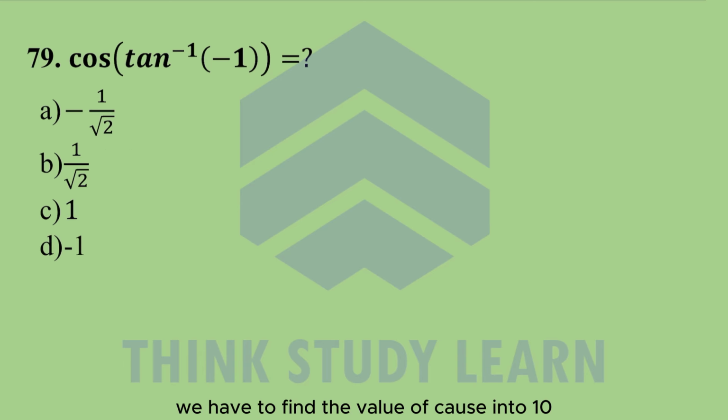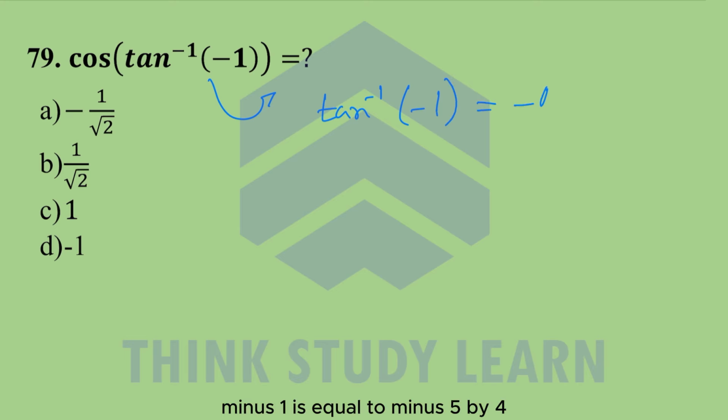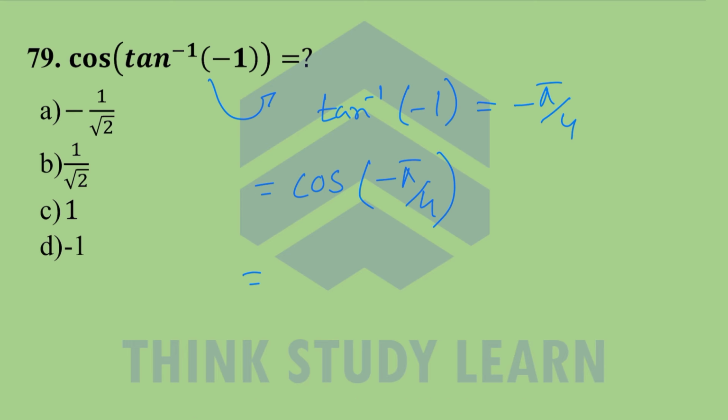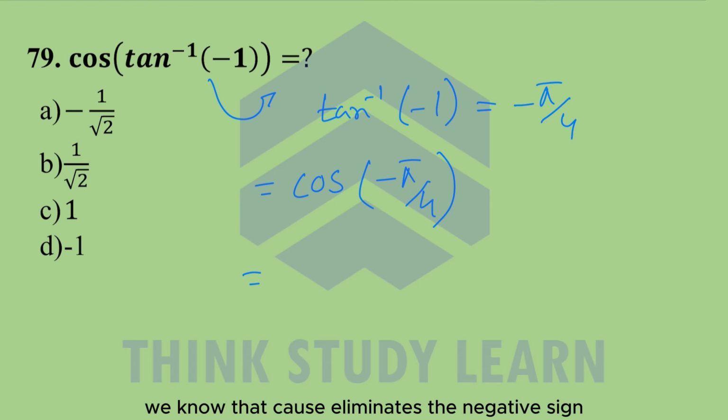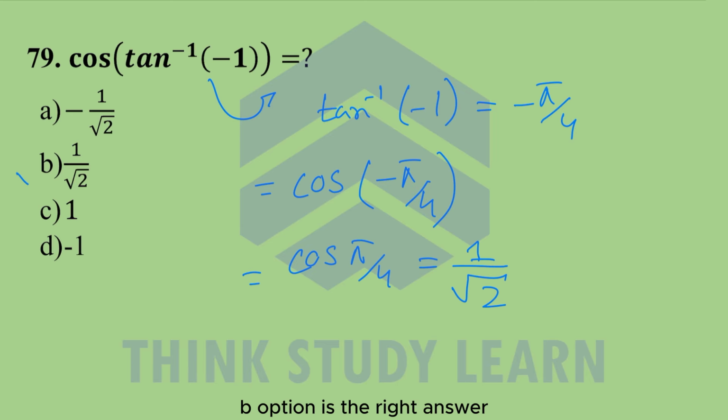In the next question, we have to find the value of cos of tan inverse minus 1. We know the value of tan inverse minus 1 is equal to minus pi by 4. Putting this value into the equation, the simplified equation will be cos minus pi by 4. The value of cos minus pi by 4, we know that cos eliminates the negative sign. Cos pi by 4 is equal to 1 over square root 2. B option is the right answer.